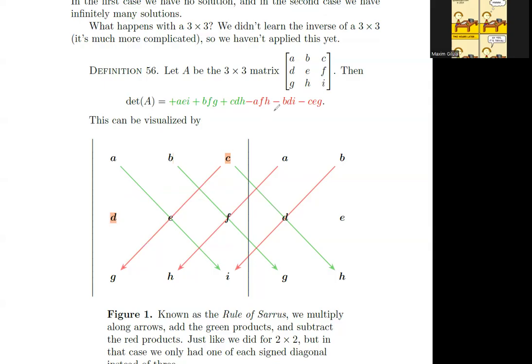And then the right to left diagonals are negative. So CEG, and then BD wraps around to I. So that's why we could draw it as BDI over here. And then A wraps around to FH, which is why we could draw it right here.